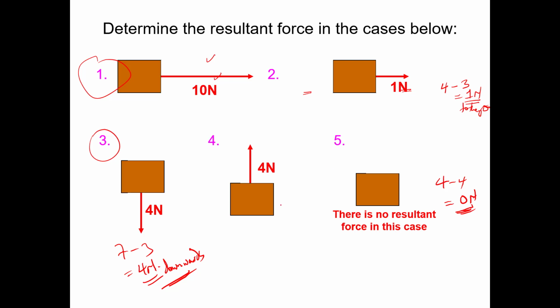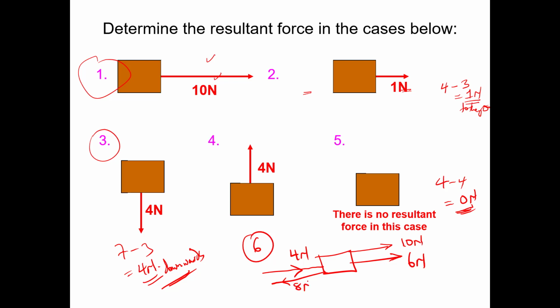So how about this? Number 6, try this out first. We have a body. This is 10 newtons, this is 6 newtons, this is 4 newtons, and this is 8 newtons. Try out this number 6 very fast.